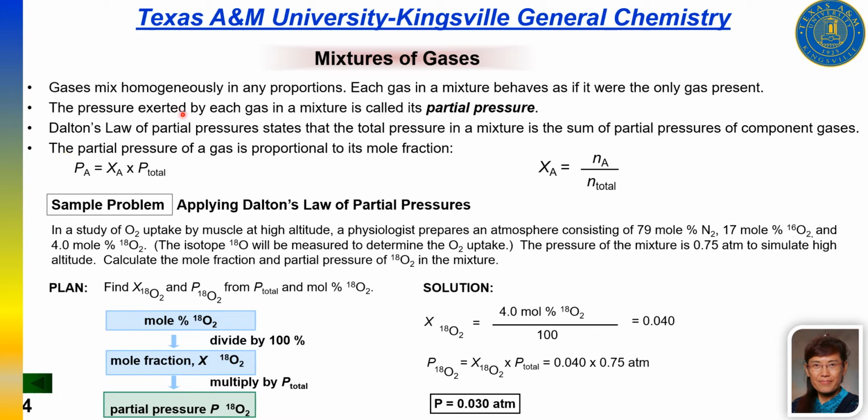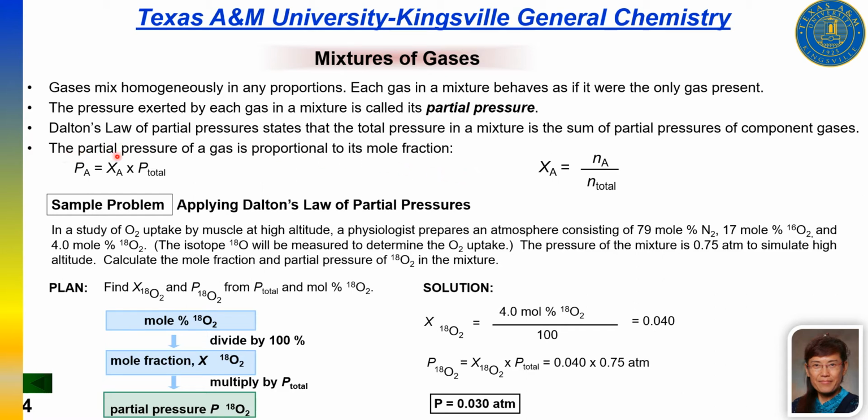The second point is about pressure, which is called partial pressure. This partial pressure is the pressure exerted by each gas in the mixture. And then you are going to use Dalton's law of partial pressures to determine the total pressure or vice versa. Dalton's law of partial pressures states the total pressure in the mixture is a sum of partial pressures of the component gases, meaning the total pressure equals P1 plus P2 plus P3 plus P4, etc.